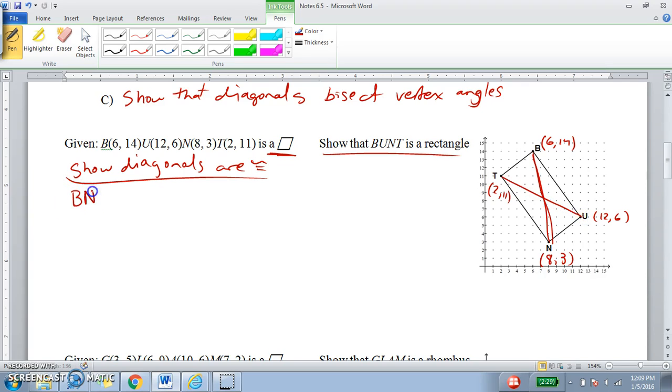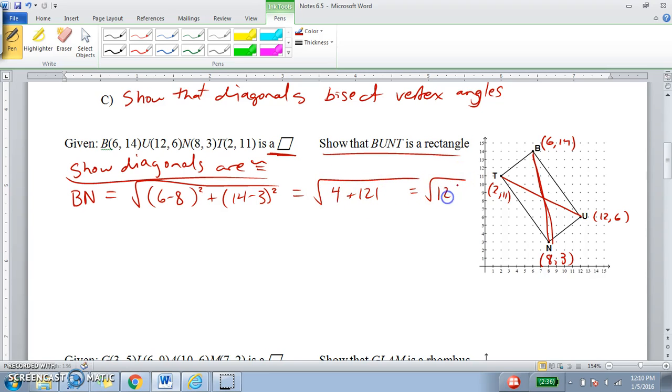So first let's find the distance between B and N using the distance formula that we wrote down up above. We need the difference of the x-coordinates, so the x-coordinates of B and N are 6 and 8. And then we need the difference of the y-coordinates, 14 and 3. So 6 minus 8 is -2. When I square that, I get +4. 14 minus 3 is 11. When I square that, I get 121. When I add this together, I get square root of 125. And that does not come out evenly, so we'll just leave that like that for now.